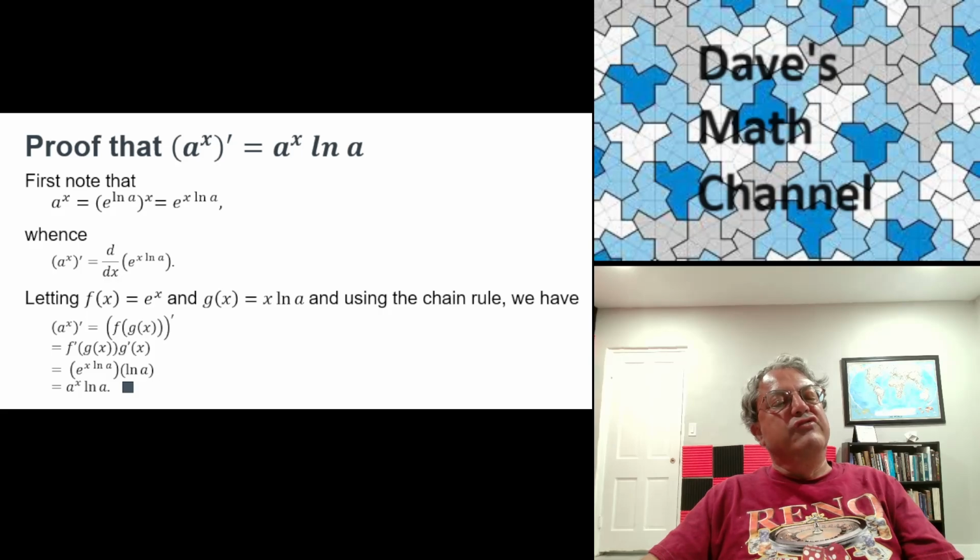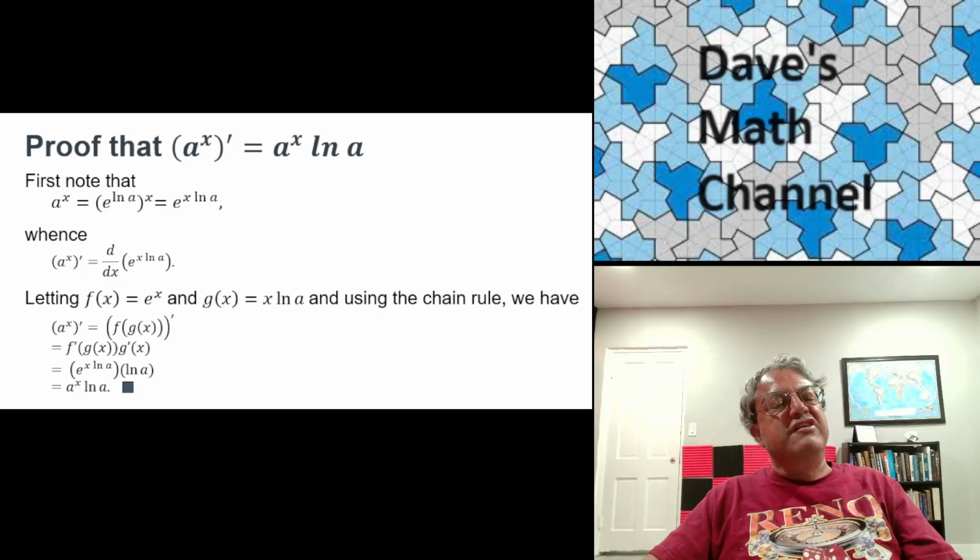So we have e to the log a, all raised to the x power. We can use the rule for exponentiating powers. Let's just multiply the powers. We get e to the x log a. So now the derivative of a to the x is the derivative of e to the x log a. We can use the chain rule again. We can let f of x be e to the x and g of x be x ln a. And so now we're going to apply the chain rule. Here we go. The derivative of a to the x is equal to the derivative of f of g of x, and that is equal to f prime of g of x times g prime of x. That's just the chain rule.